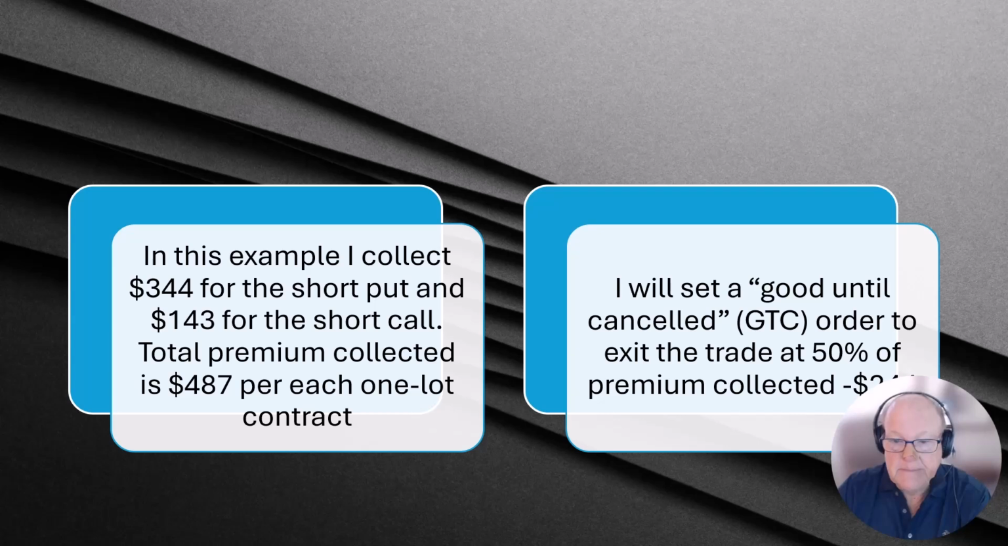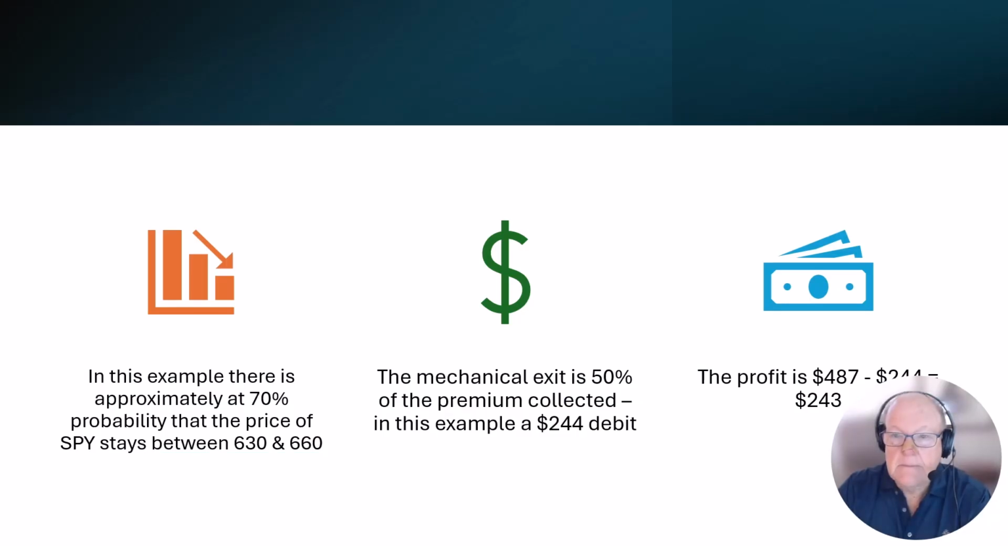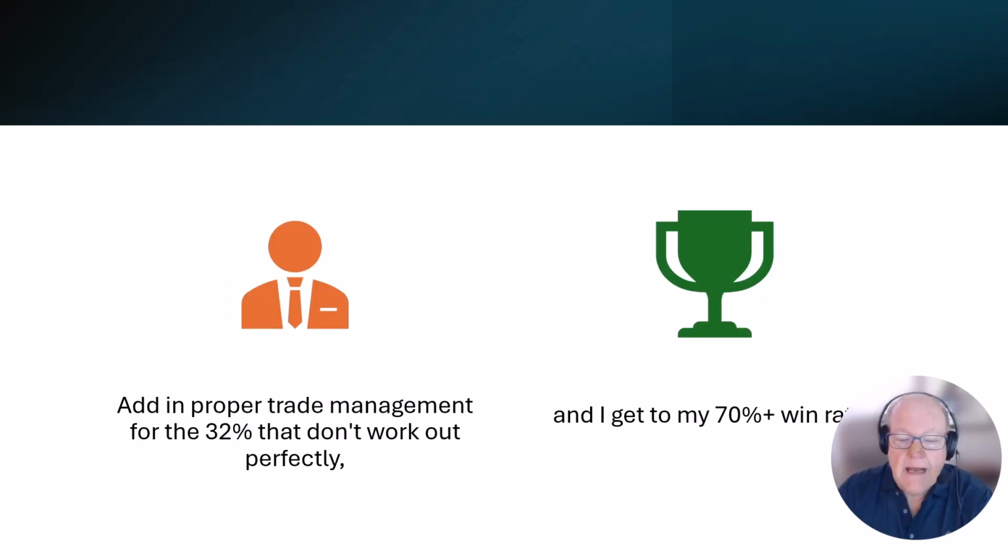So in this example, there's approximately a 70% probability, again, I'm beating your head against the wall with that number, that the price of the SPY stays between 630 and 660. The mechanical exit is 50% of the premium collected, so in this case, a $244 debit we'll put up there, and if we get filled, we'll make $243. Now, if we add in proper trade management on the 32% of trades that don't work out and get outside that 68% range, that's how we help get above the 70% win rate.